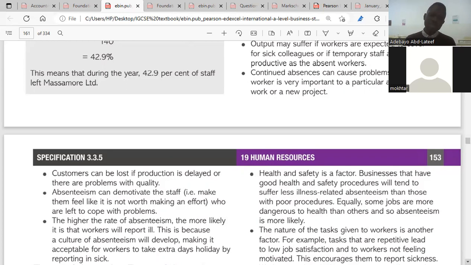And another problem is that if temporary workers are used to replace those absent workers, but they don't have the expertise, the technical know-how, to be productive the same way as the absent worker, then it becomes a waste for the business, which means they are incurring more cost with less productivity.